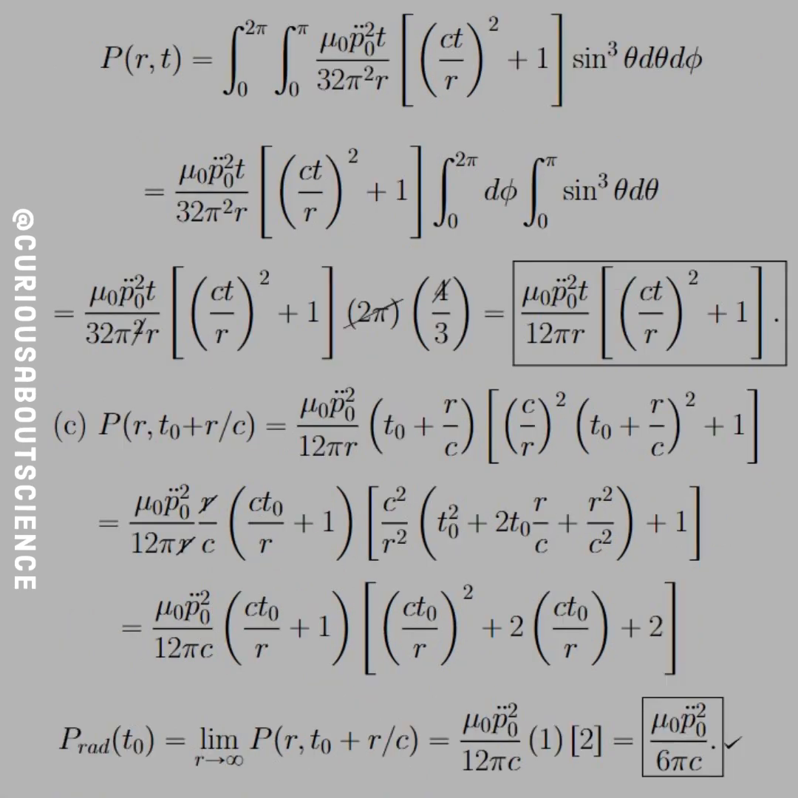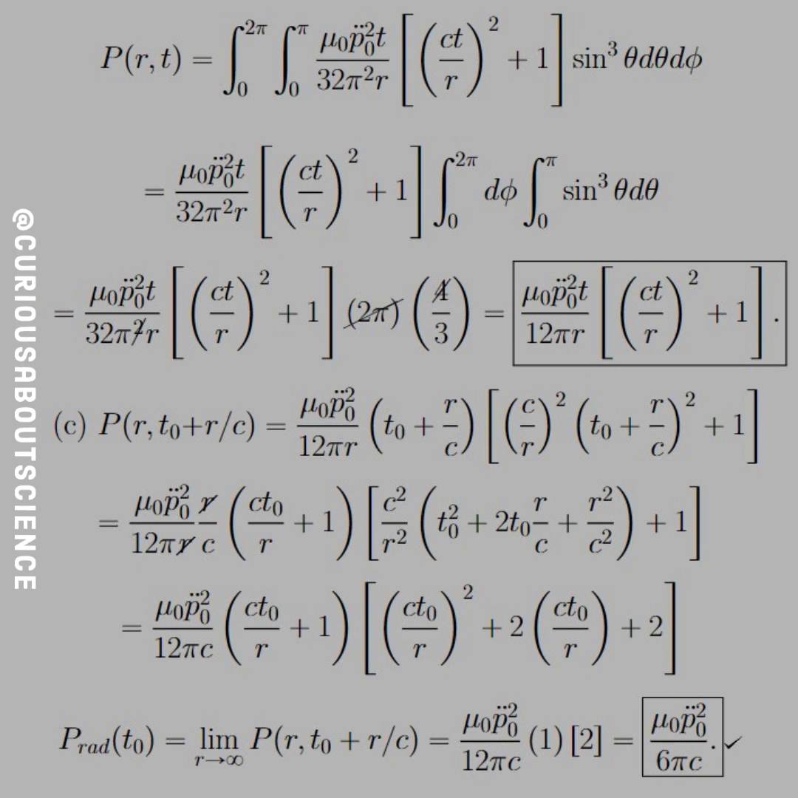Clearly here then in the next slide, our power goes from 0 to 2 pi, 0 to pi, because we're integrating over all angles, because we're on a sphere, of course. And then let the calculus work its way. We get that 2 pi from phi, that 4/3 from sine cubed. We've seen that a million times as well. Let that reduce down. And then we see that we're left with mu naught p naught double dot squared t over 12 pi r with the ct over r squared plus 1.